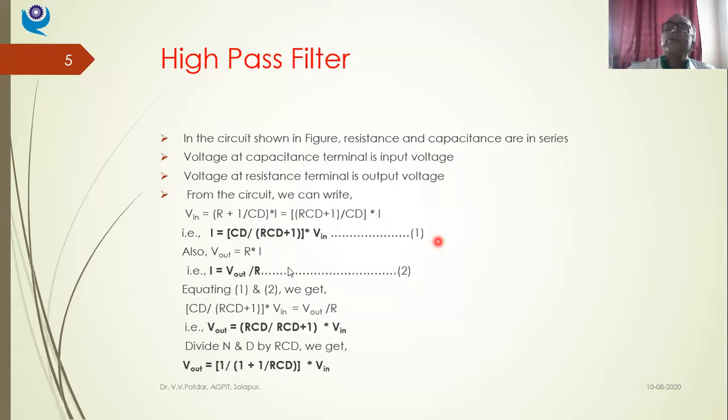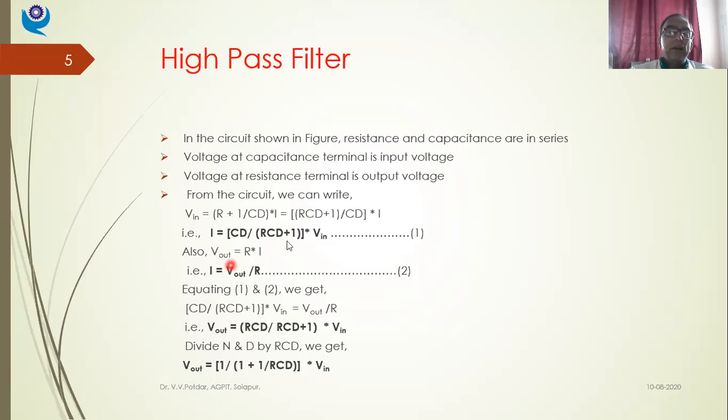So what is V out? Do it from your circuit. On the right hand part of the circuit, I have only one component, resistance R. So V out will be equal to R into I. Solving it for I, V out divided by R. This R will go into the denominator, so I is equal to V out by R. This is my second equation. And because the same current I is flowing through both the branches, equating 1 and 2, what do I get?